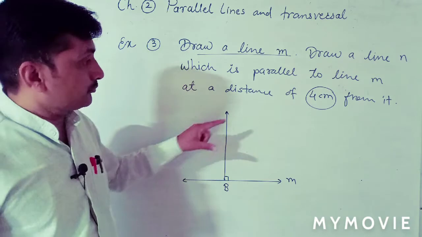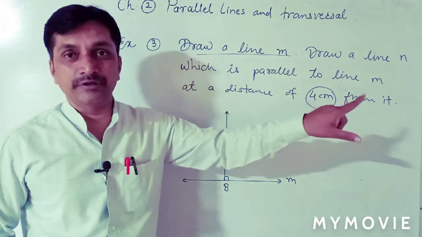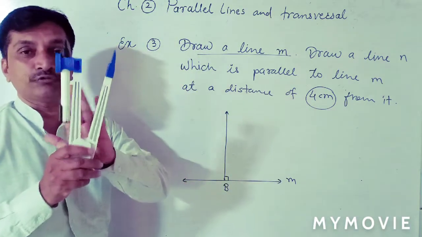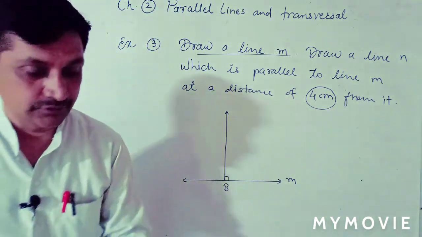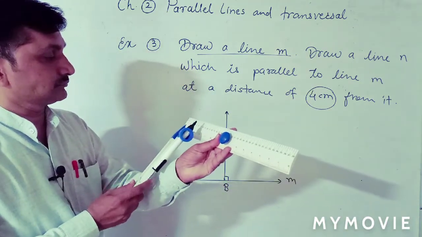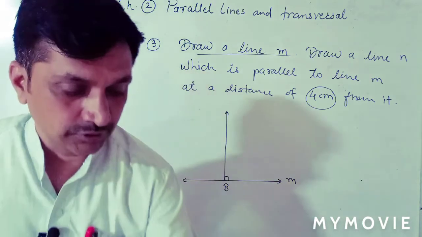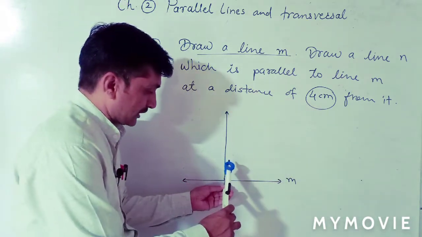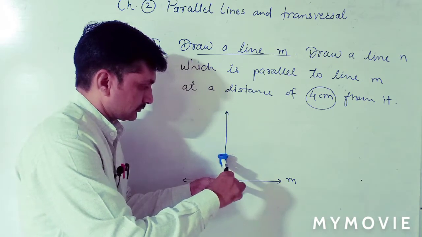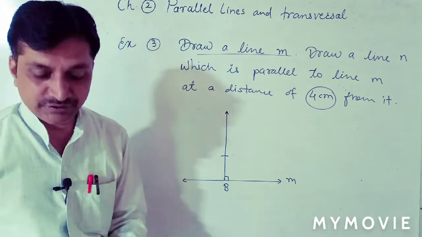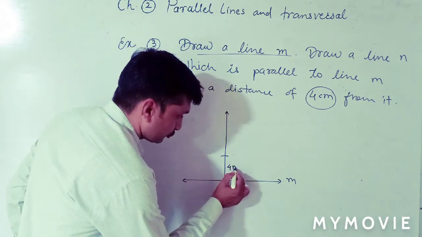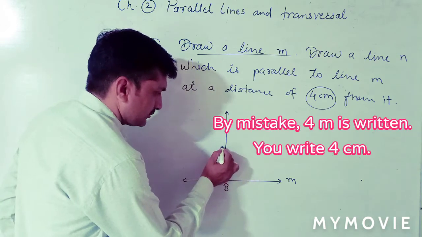After that, now we want the point at 4 centimeter. Now in the rounder, take 4 centimeter distance using the scale. Okay, 4 centimeter is taken, put at point B and draw an arc like this. This arc is drawn at 4 centimeter. Here you can give any name. Here I write A.